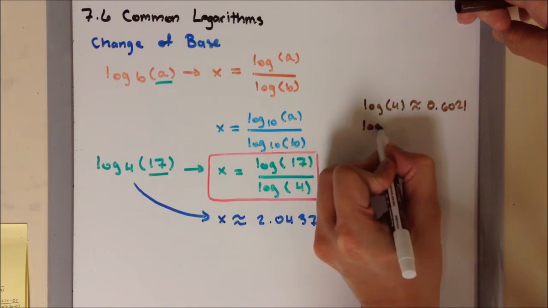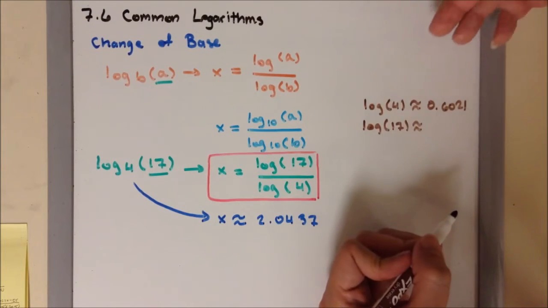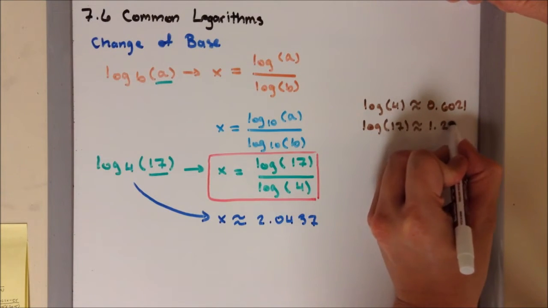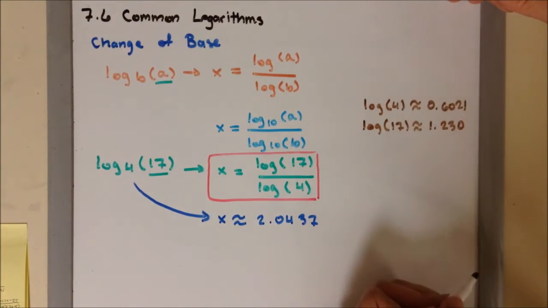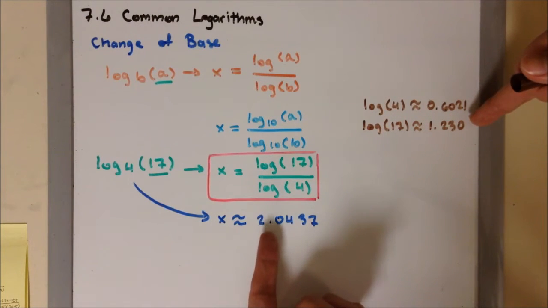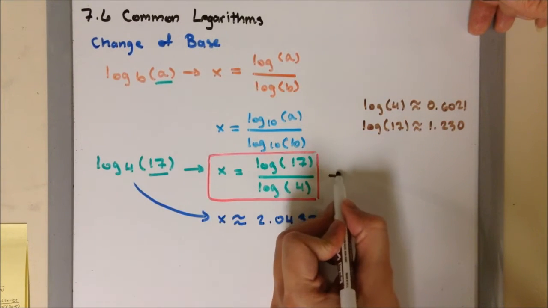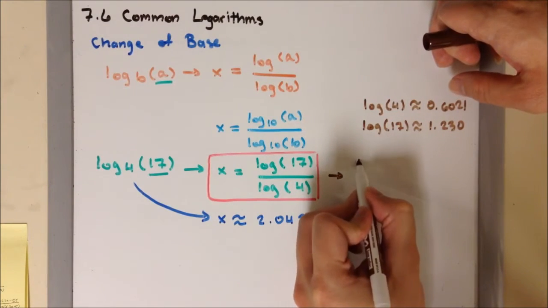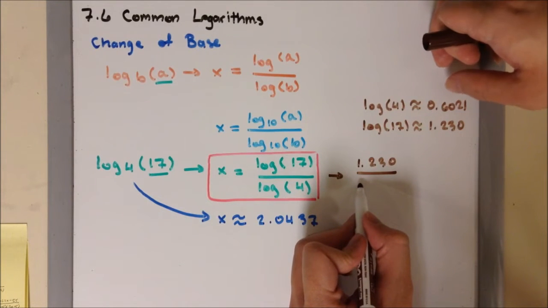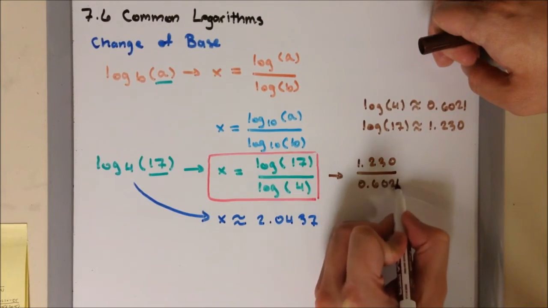Let's do log of 17. When you do the log of 17, it's going to be approximately 1.230. Again, that is not the same as the true answer, which is 2.0437. But if you were to set it up, with log 17 on the top, 1.230, divided by log of 4, which is 0.6021.